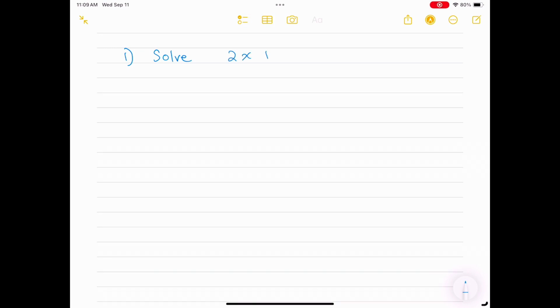Solve 2x plus 6 equals 4x. We begin by gathering like terms. So the variable 4x needs to be moved over to the left-hand side of the equation. And we do so by subtracting 4x from both sides of the equation.